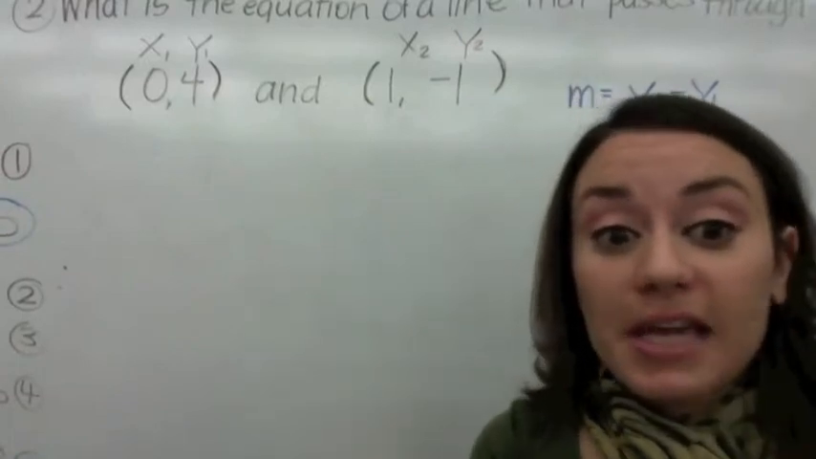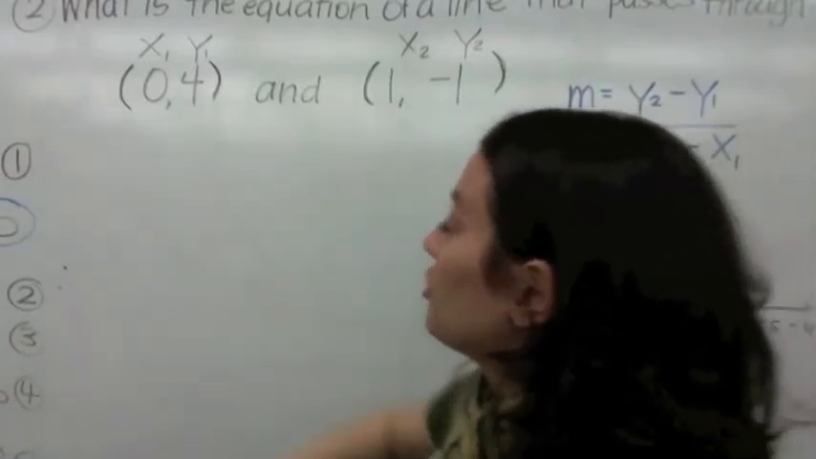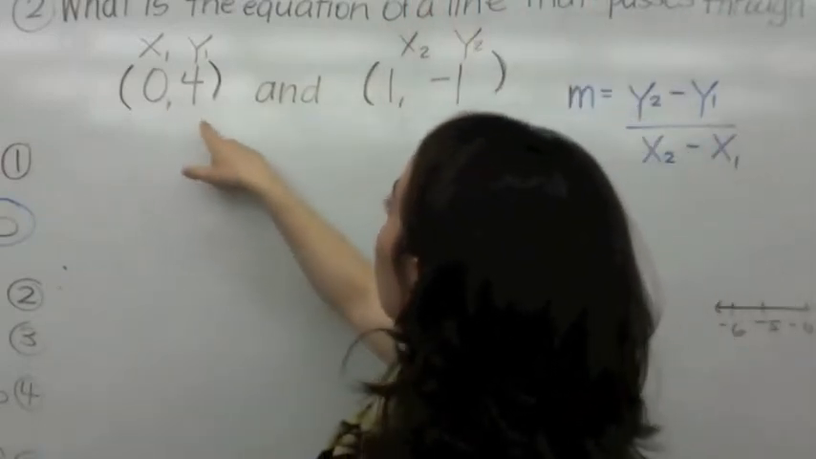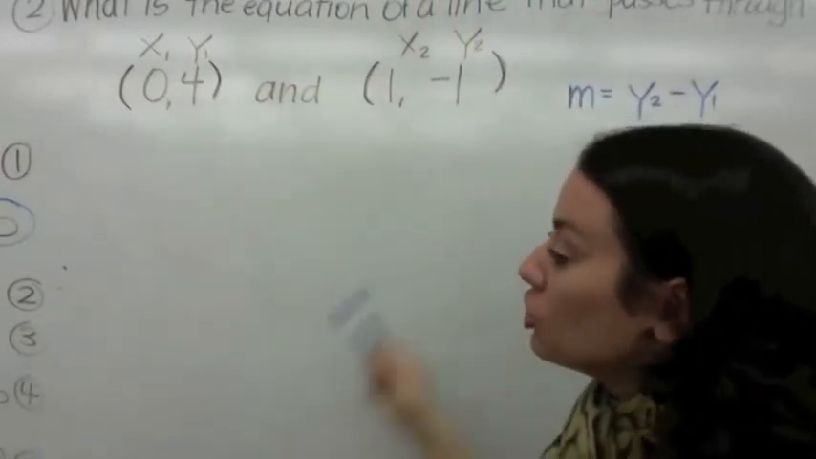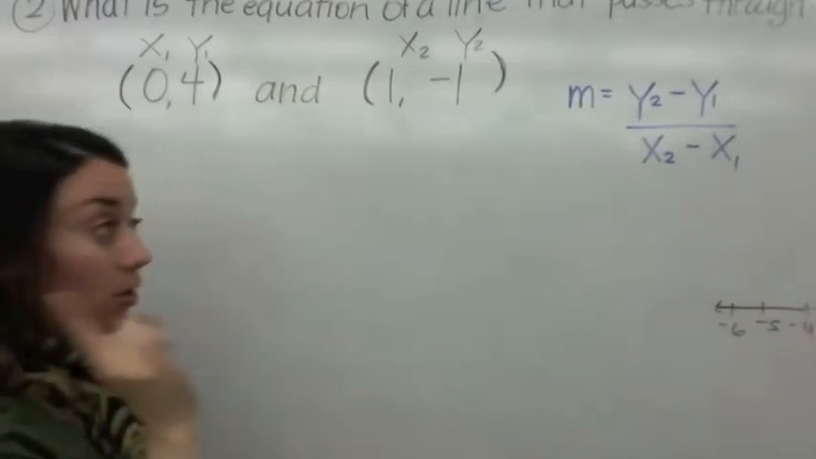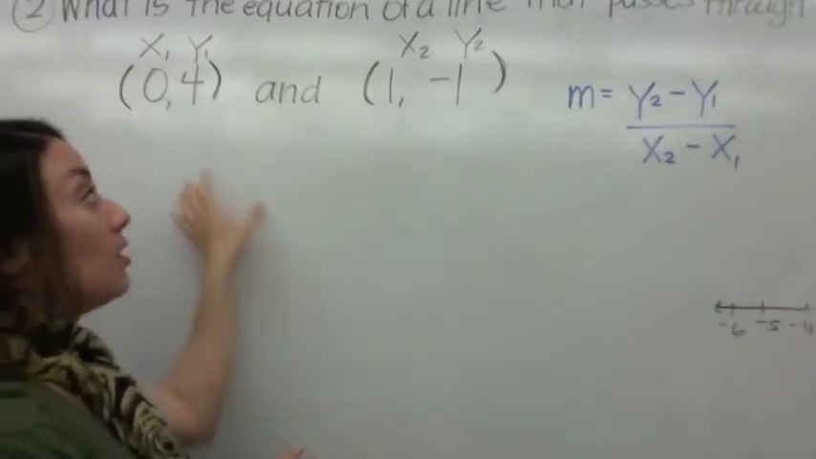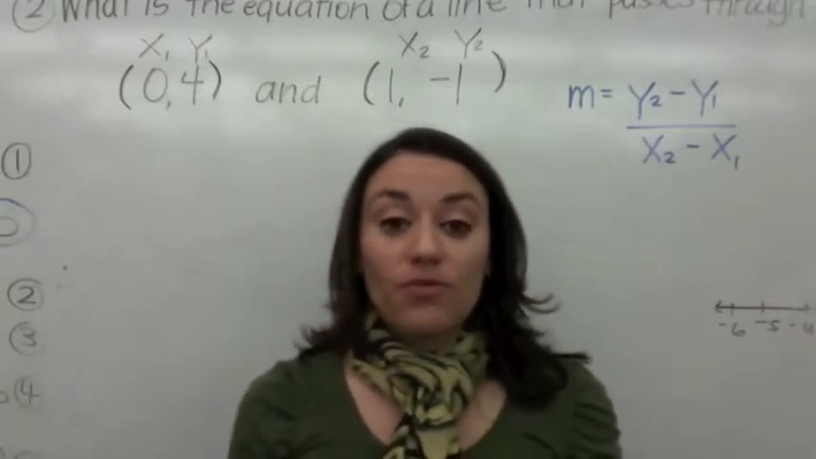Let's do another example. Okay, let's go ahead and do number 2. Read it with me. What is the equation of a line that passes through (0, 4) and (1, -1)? So we need to find the slope first and the y-intercept, okay? But in order to find the slope, you must use the slope formula song.